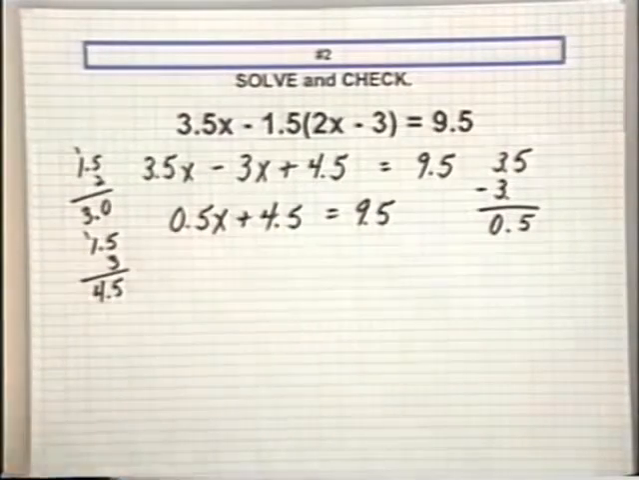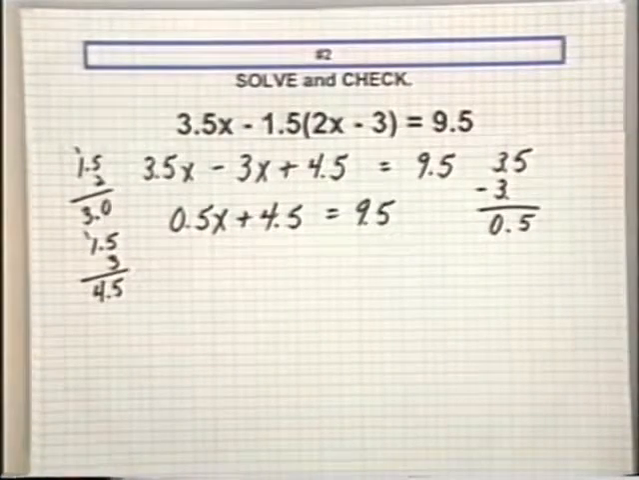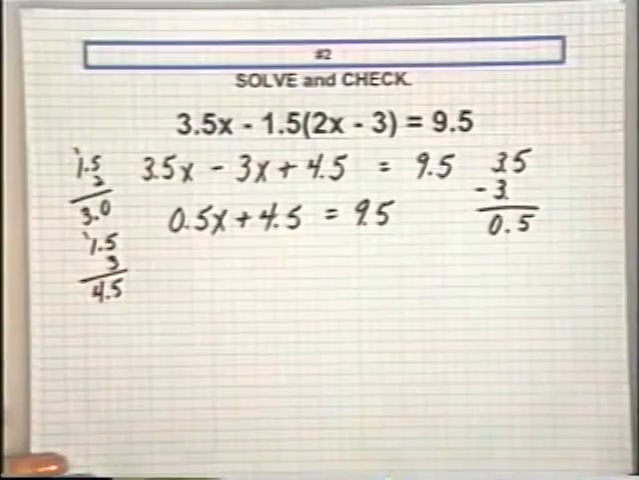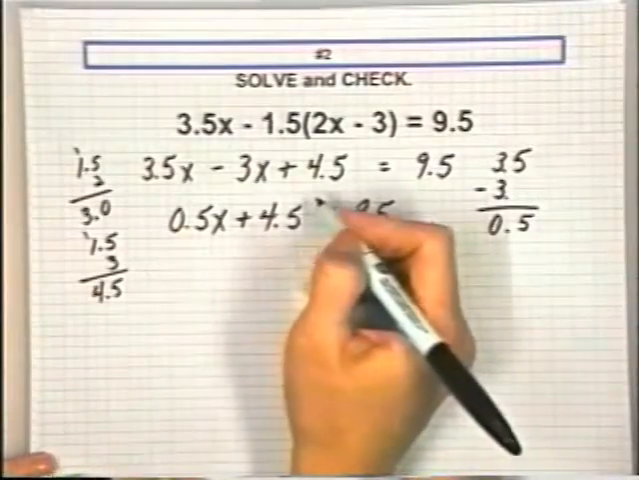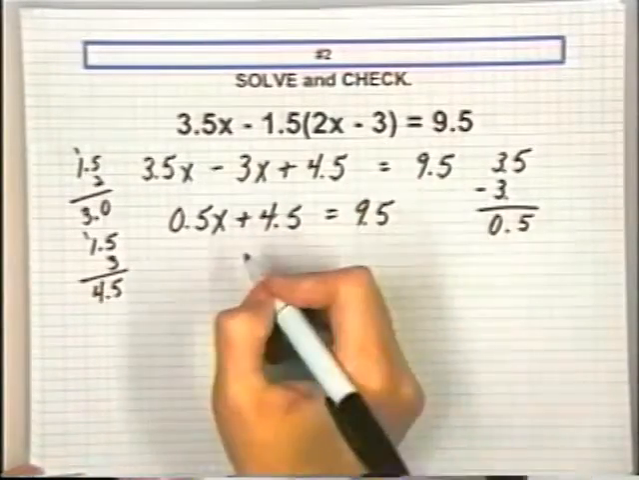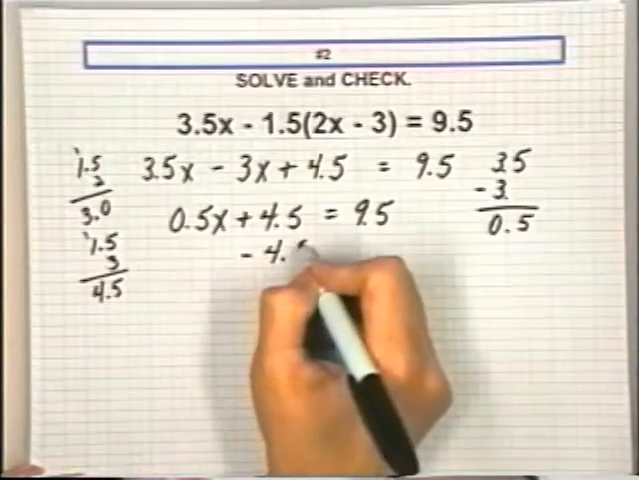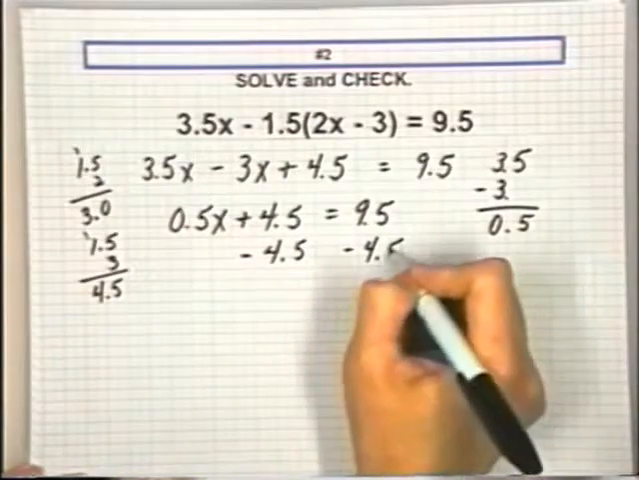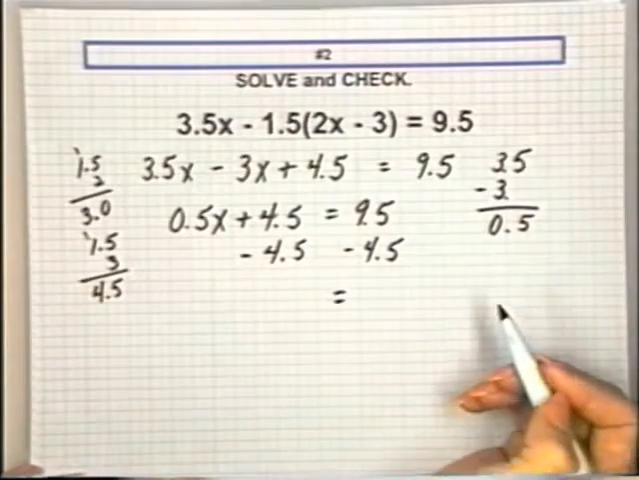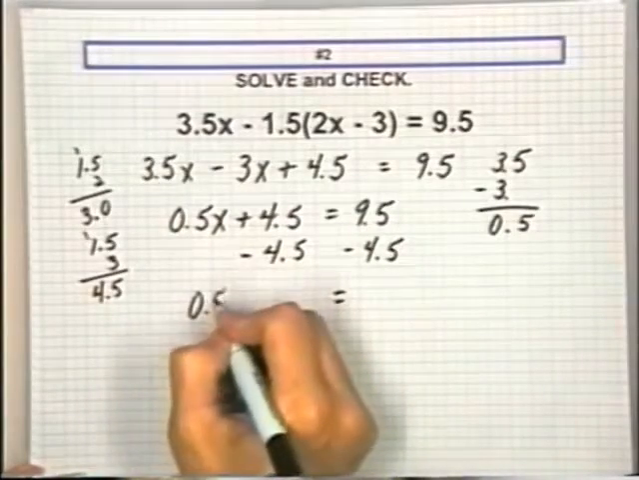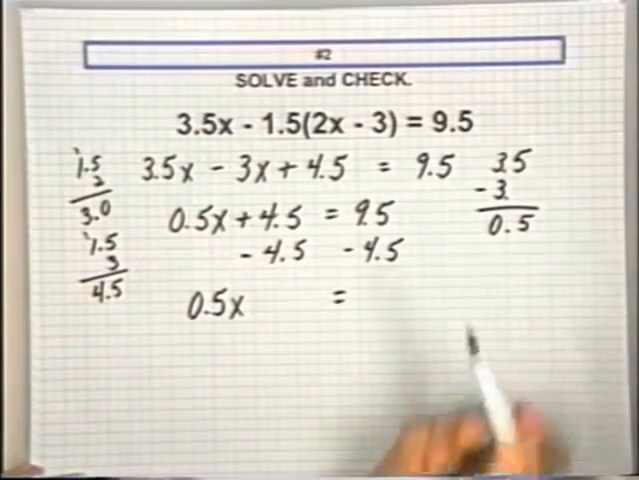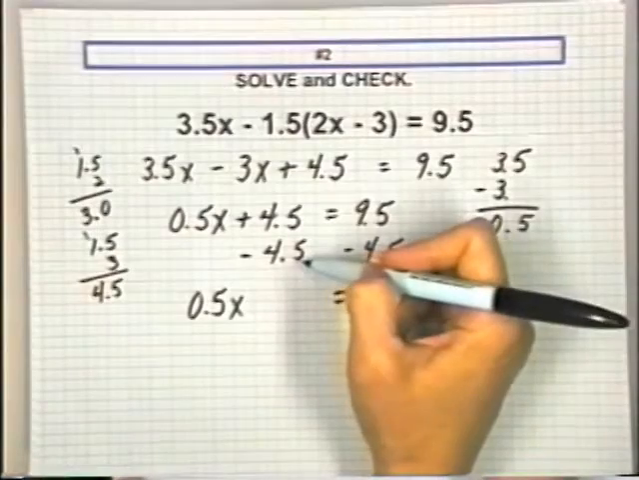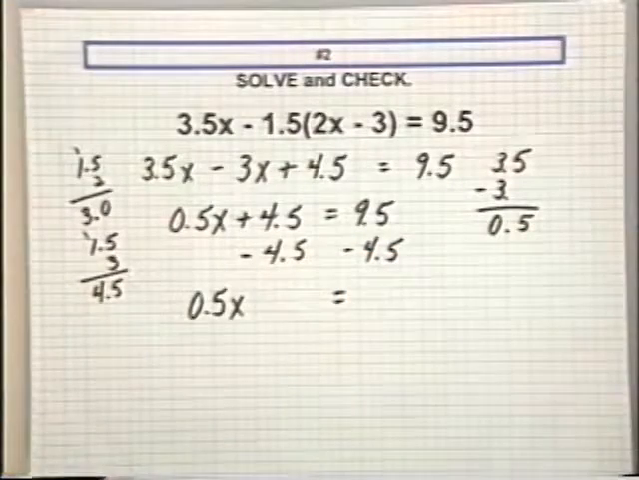Now I only have one x term. It is on the left side of the equation, so I want the constants on the right side. So I will move the 4 5/10. The 4 5/10 has been added. To undo the addition, I will subtract 4 5/10 from both sides of the equation. I have done nothing with the 5/10x. 4 5/10 subtract 4 5/10 is 0.